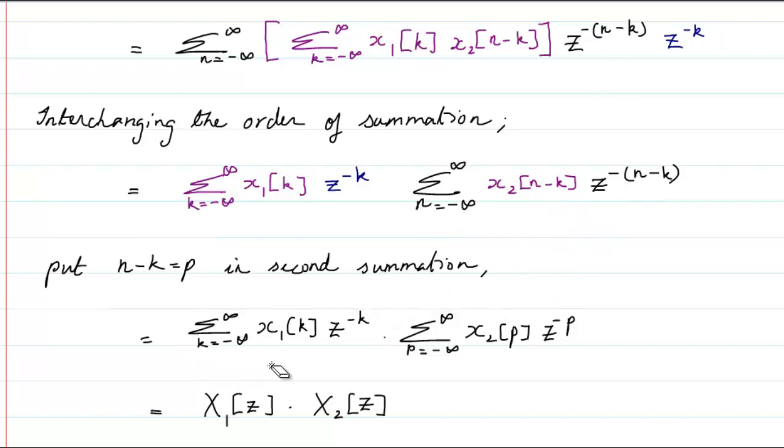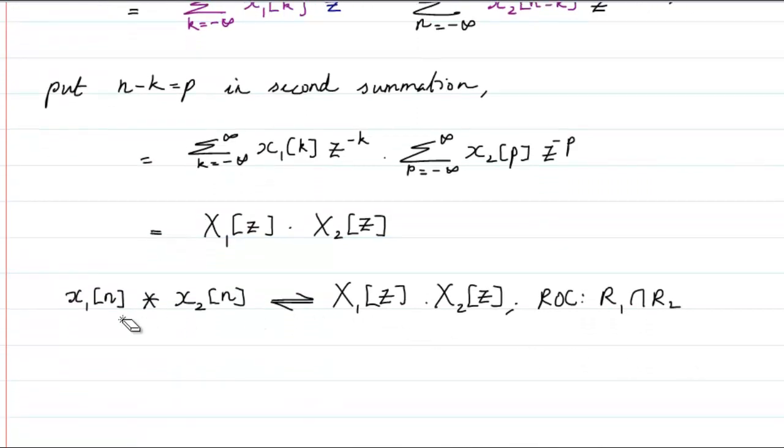So now this can be written as the z transform of x1 of k. So small x1 of k has changed to x1 of z, because we have taken the z transform of x1 of k, and similarly this can be written as the z transform of x2 of p, which is x2 of z. Hence we have proved it. So we can say that x1 of n convolution with x2 of n in the time domain will lead to x1 of z multiplied with x2 of z in the z domain, and the ROC is the intersection of R1 region and R2 region. Why? Because of the multiplication.